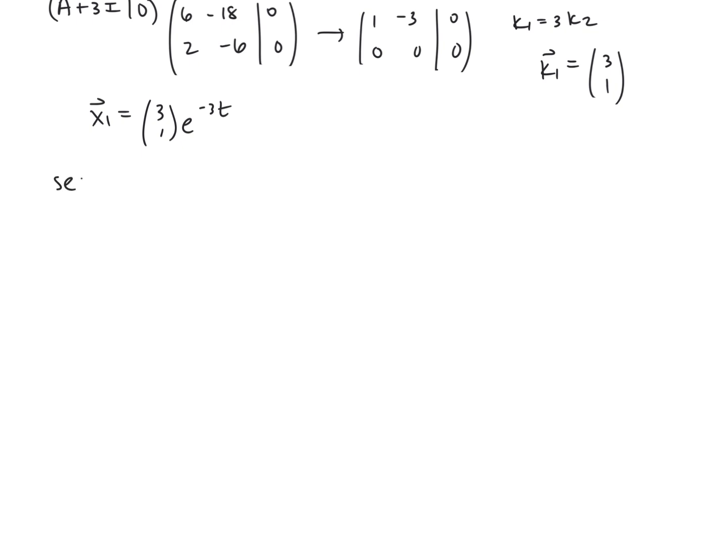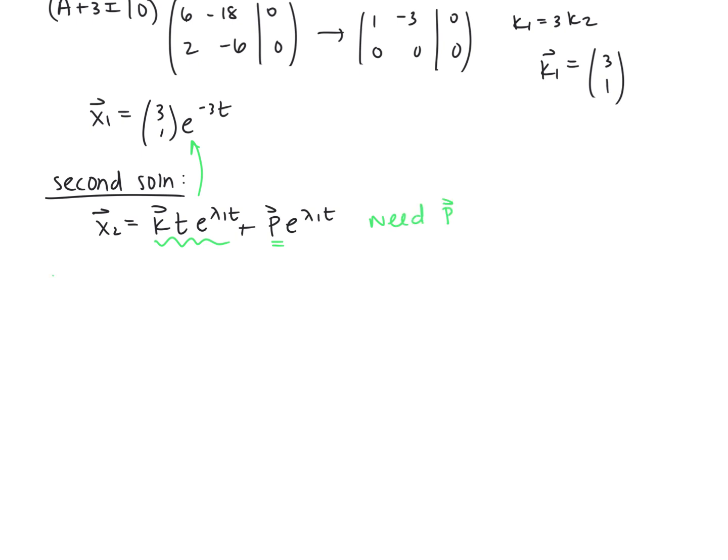So to do that, we know that our second solution is going to be of the form x2, which will be k t e to the lambda 1t, add p e to the lambda 1t. So this portion of the solution comes from the eigenvector that we already know. P is what we need to find.